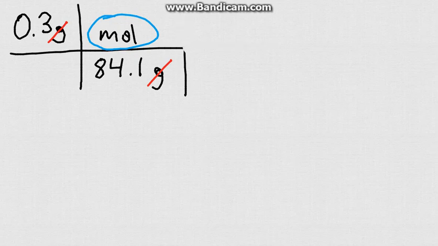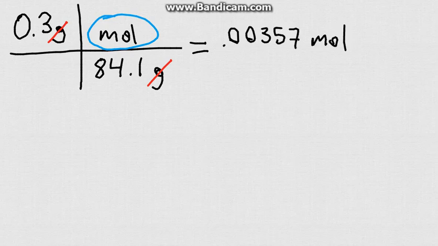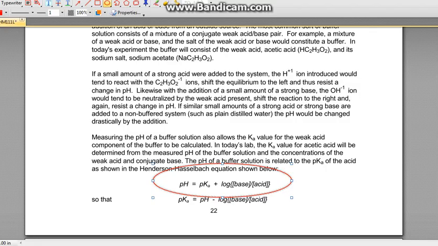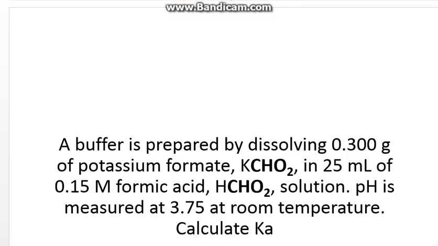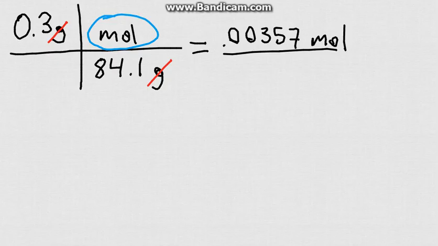Okay, so that answer is then going to be equal to 0.00357 moles, and that is going to then be, according to our problem, where did our problem go? Here we go. It's prepared in 25 milliliters of this formic acid. So what is our concentration?